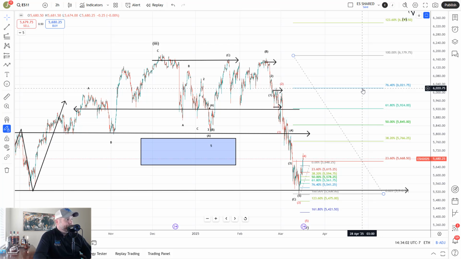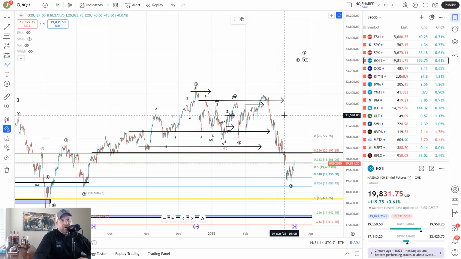Over on the NASDAQ, the NASDAQ is still the fly in the ointment for the bulls. They did not break this wave 2 low over here. They held that support. They still have plenty of room, and they do have the potential to take this up in a wave 5. Now, because of the ES, again, I'm still 50-50 on whether that's going to happen.